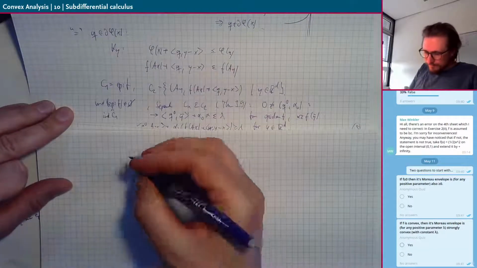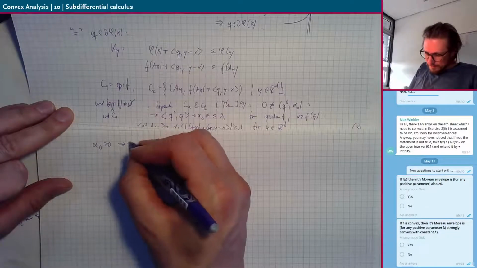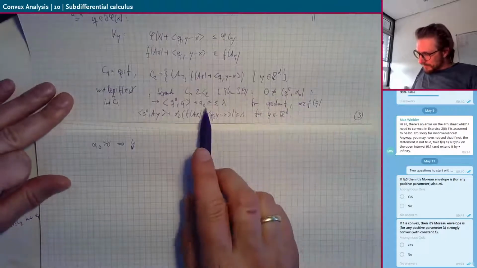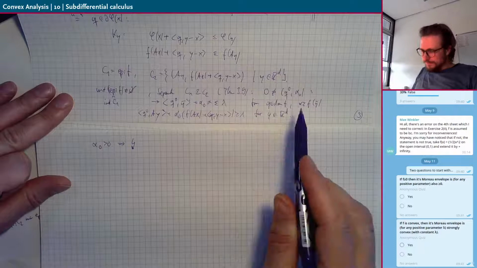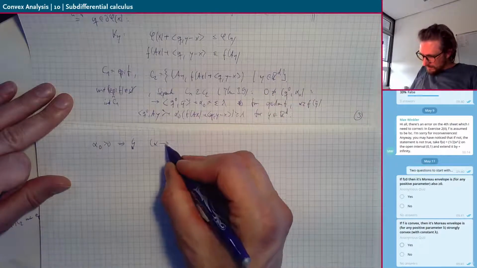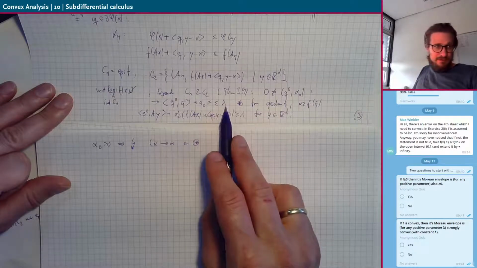And again, alpha 0 can't be positive, because then you could make the left-hand side here arbitrarily large by sending alpha to infinity in star, and this can't be because the right hand side is bounded.